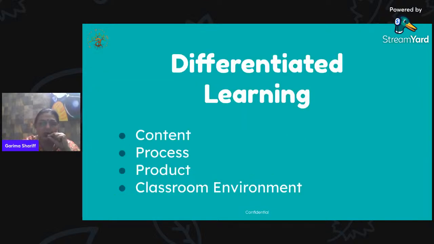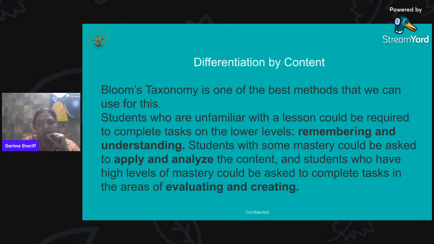But as we all know, differentiated learning can be done on the basis of content, process, product, and classroom environment. These are the four factors that help you to differentiate learning in the classroom. Content based learning is based on Bloom's taxonomy that we all educators use. The six levels of Bloom's taxonomy, which we all know, are remembering and understanding, applying and analyzing, and evaluating and creating. So the first level of differentiation comes on the content base.